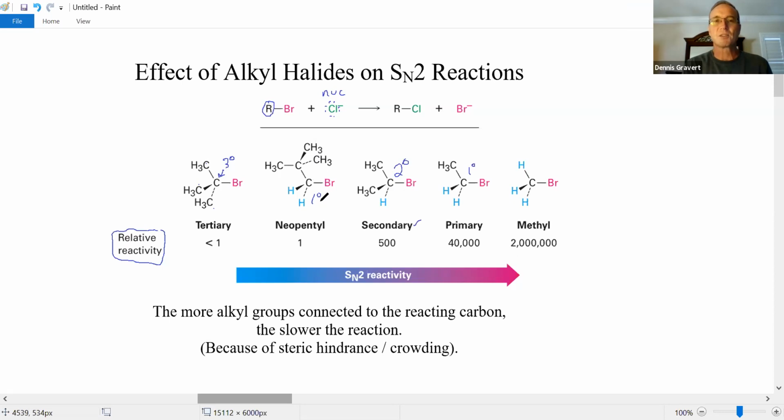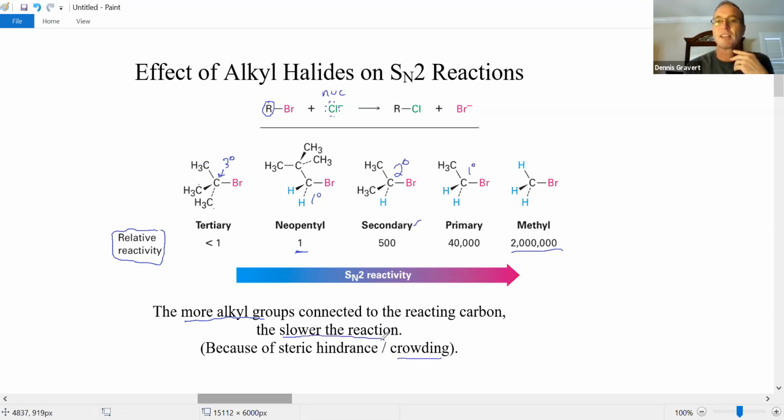This crazy molecule is primary, but it's not going very fast, a relative rate of 1. The secondary halide is going 500 times faster than this one. The primary is going 40,000 times faster than this one. And the methyl is going the fastest, 2 million times faster than this one. Okay, so what's the trend? The more alkyl groups, the slower the reaction.